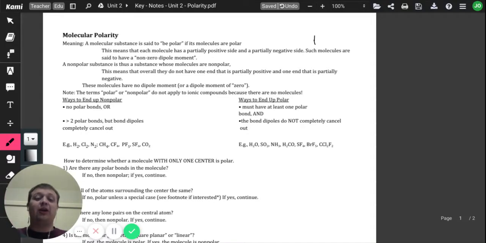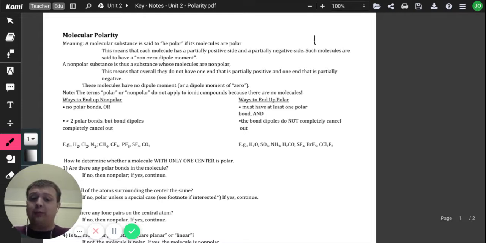So today we're going to be covering molecular polarity. All right. So for this, you are going to need to make sure you've got your notes. You're going to need to make sure you've got something to write with, and then you will also need a periodic table. Okay. So let's dive on into molecular polarity.